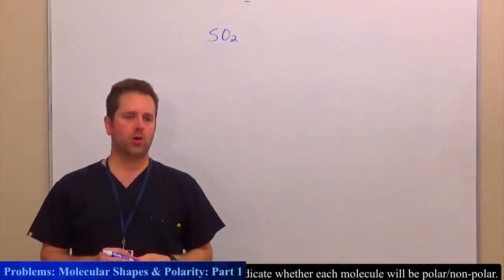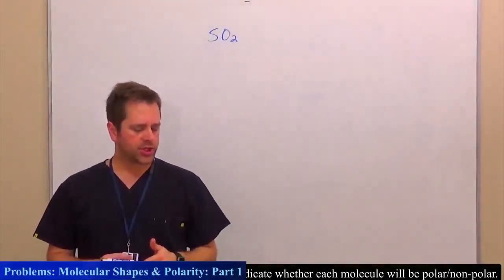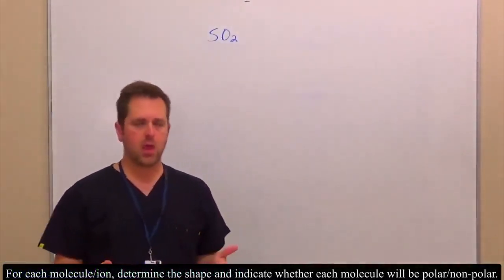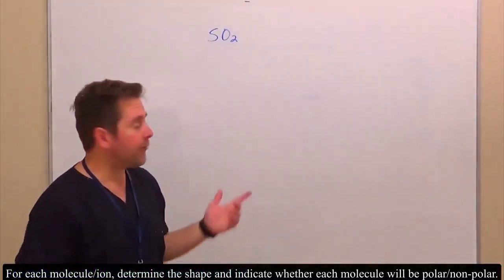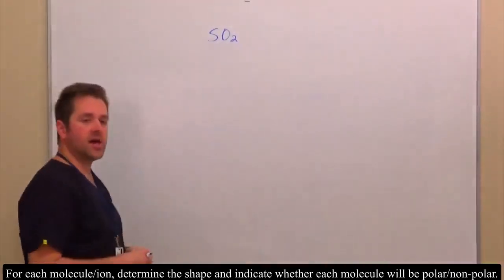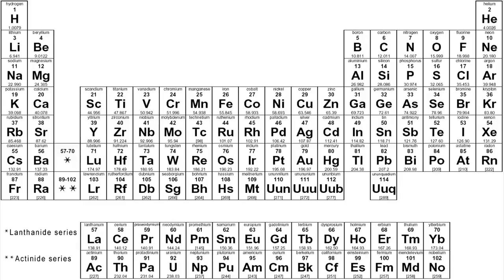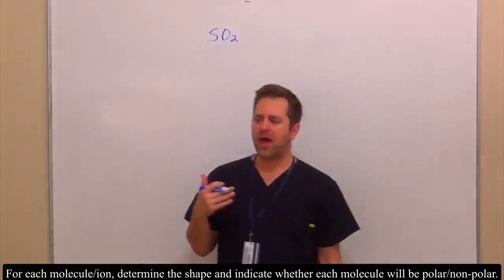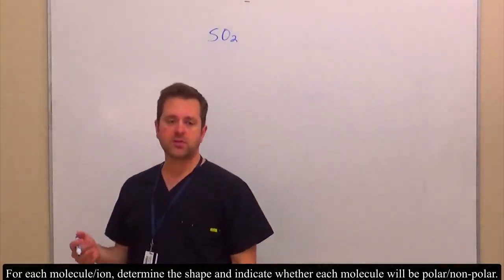For each molecule or ion, determine the shape and indicate whether each molecule would be polar or nonpolar. Now our first molecule is sulfur dioxide. Look at your periodic table. You can see that both oxygen and sulfur are in the same group, group 6, right? So the implication there is they both have 6 valence electrons.